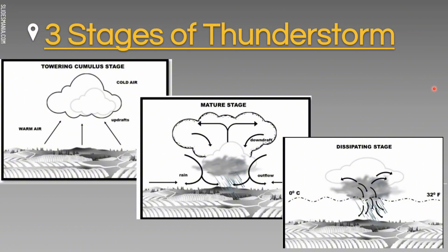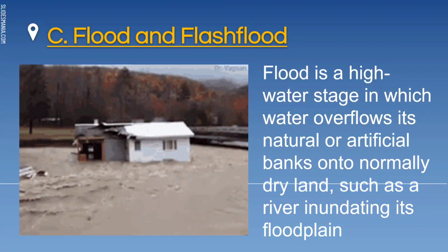So this is what we call the dissipating stage. After 30 minutes, the thunderstorm begins to dissipate. This occurs when the downdrafts in the cloud begin to dominate over the updraft. So since warm moist air can no longer rise, cloud droplets can no longer form. So those are the 3 stages of thunderstorm.